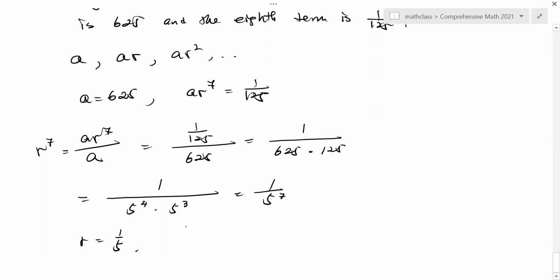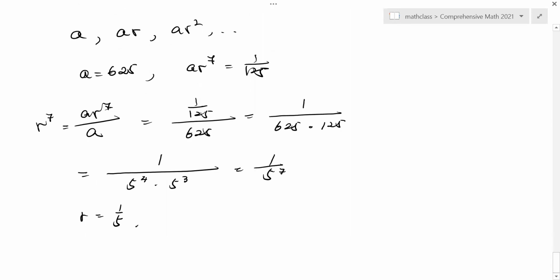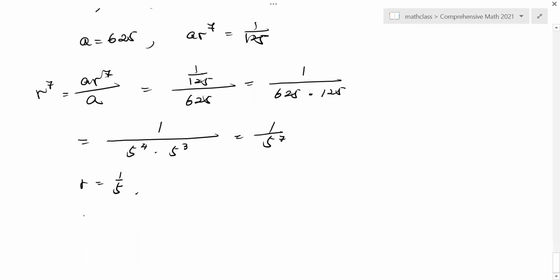Once you get r, you can get, what is the question? Fifth term, right? So 8r to the 4th power is going to be, that's the fifth term, so 625, and that. Okay, the answer is 1.